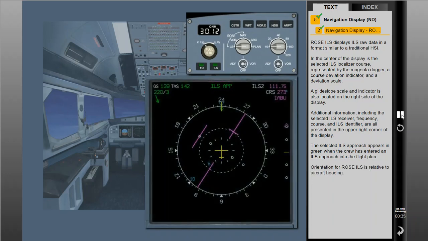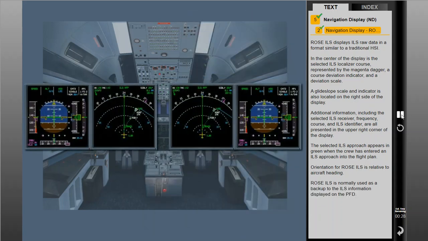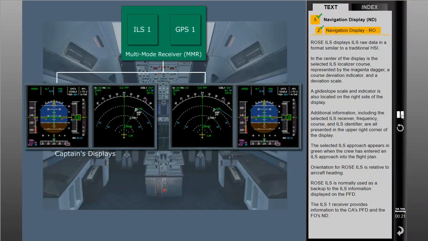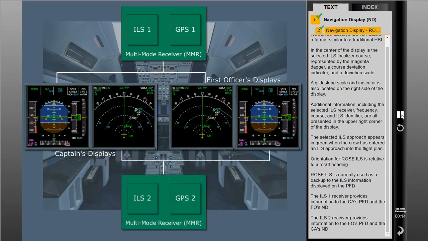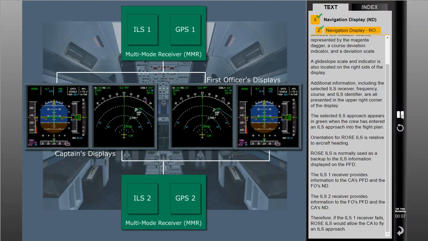Orientation for the ROSE ILS is relative to the aircraft heading. ROSE ILS is normally used as a backup to the ILS information displayed on the PFD. The ILS-1 receiver provides information to the captain's PFD and the first officer's ND. The ILS-2 receiver provides information to the first officer's PFD and the captain's ND. Therefore, if the ILS-1 receiver fails, ROSE ILS would allow the captain to fly an ILS approach.